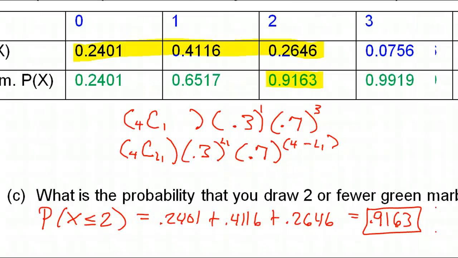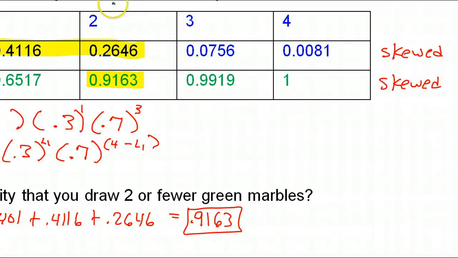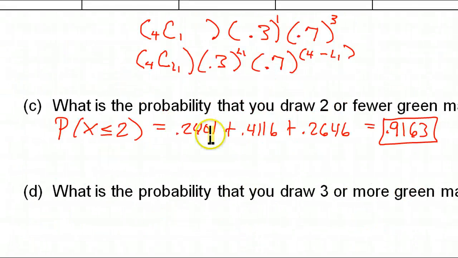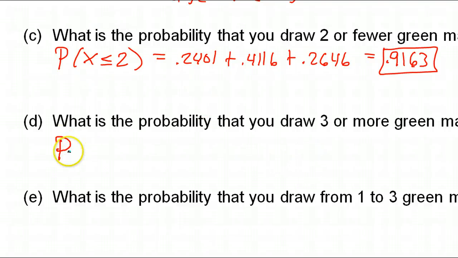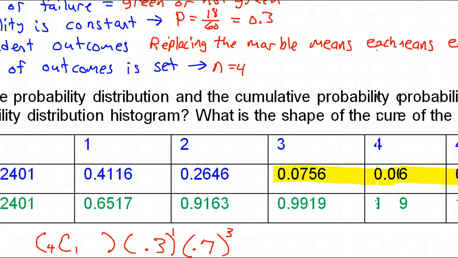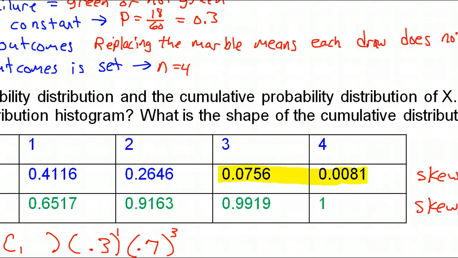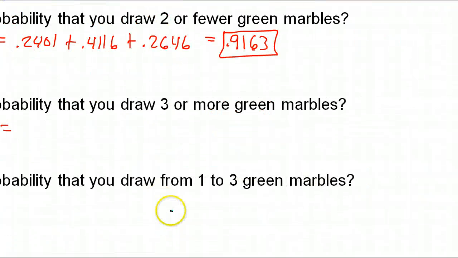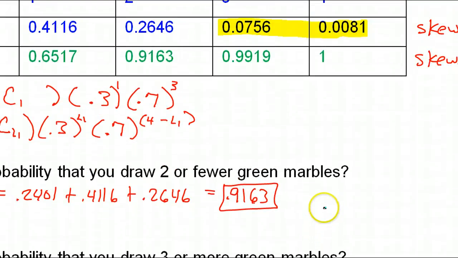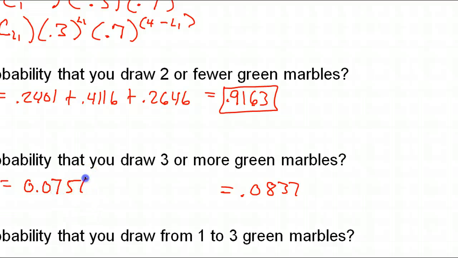Okay, what is the probability that you draw three or more green marbles? Three or more green marbles. So that's just going to be this over here. Here's three or more. So we're going to add up those two, but first the symbolism. That's the probability that x is greater than or equal to 3. So if I add these up, 0.0756 plus 0.0081, I'm getting 0.0837. And you know what? I should write down the sum. 0.0756 plus 0.0081.